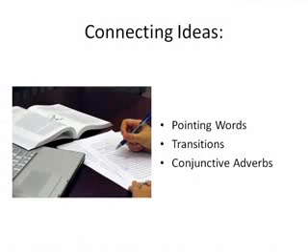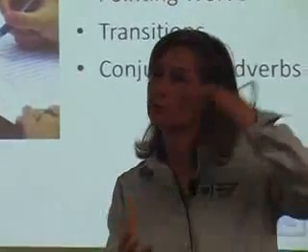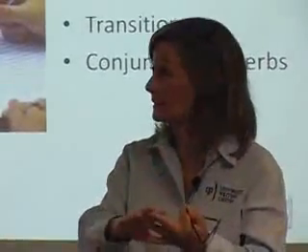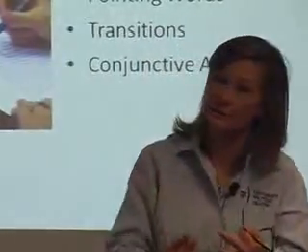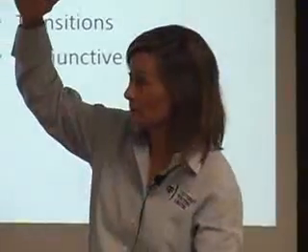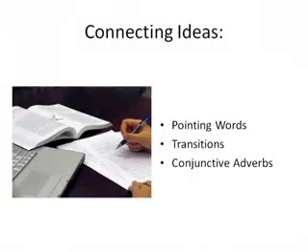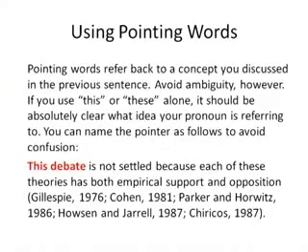So I have three ways of doing this when I write, okay? And I think they're pretty helpful. You can use pointing words. First of all, you want your topics to flow together. But that's why we're talking about sequential, methodological, and those kinds of things. Now we're getting down to the sentence level stuff rather than the paragraph level stuff or the page level stuff. Pointing words, transitions, and conjunctive adverbs.